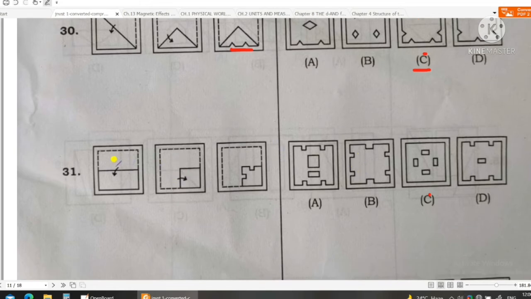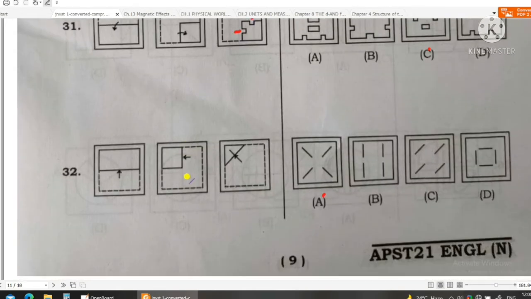Now here one square is there. A square is halved by covering it, then it is again halved, and two ditches or two holes are made in this way. So you have to identify the right answer. So here this is C answer. C option will be the correct option for 31 question.